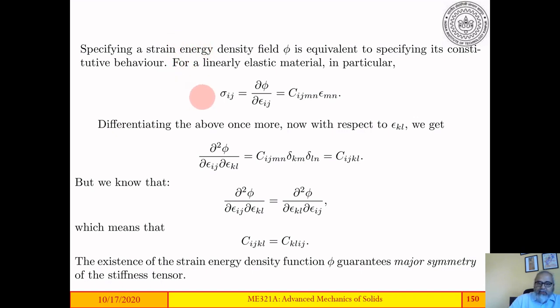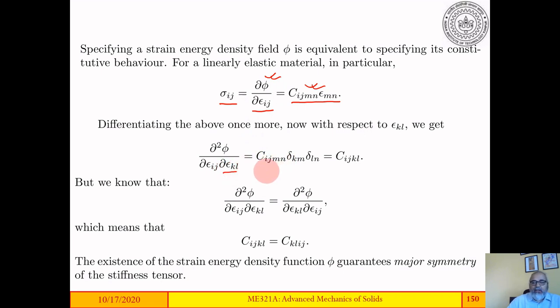As I was saying, sigma ij is given by del phi del epsilon ij, but we also know from generalized Hooke's law that it is given as C ij mn epsilon mn. So both of these are completely equivalent ways of stating it. I can either state a quadratic function for phi in strains, or I can state this straight away. It would be completely equivalent. Now take the derivative of sigma ij once again, now not with respect to epsilon ij, but with respect to epsilon kl.